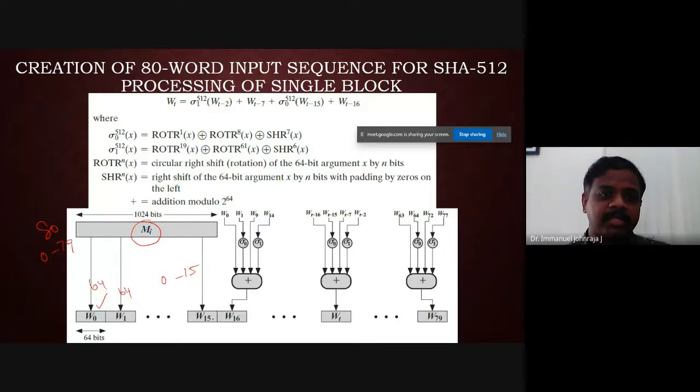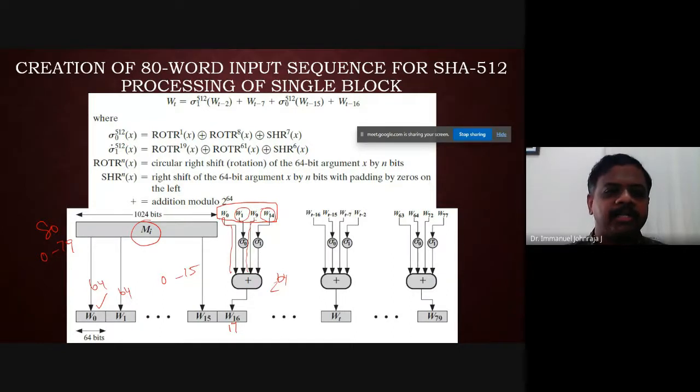The first 16 are straightforward. The 17th one, that is W16: how do we calculate it? You take the modulo 2 power 64 summation of W0, W1, W9, W14. These four values are taken. W0 is the first word, W1 is the second word, W9 is the tenth word, and W14 the fifteenth. W0 and W9 are used as they are. W1 and W14 go through two sigma functions.